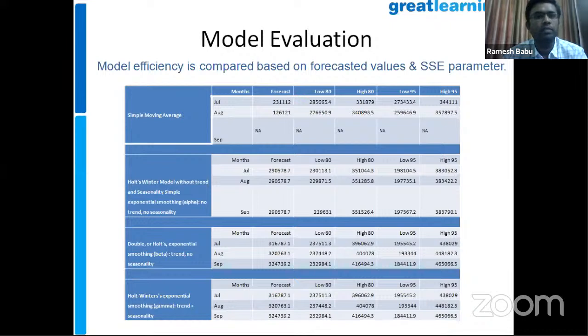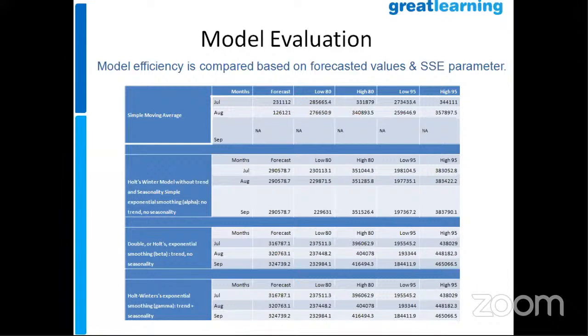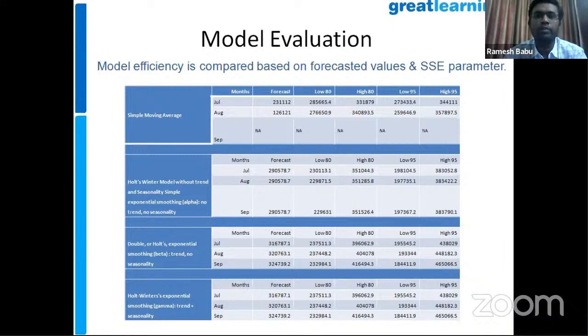So here we have built a model efficiency in comparison with all the forecasting values and parameters, right? So the simple moving average is one. And then as I mentioned, the Holt-Winters methods, three methods that we have actually built, right? So when you see the high 95 and low 95 and high 80 and so on, those are all produced when you build your model. You can use both R as well as Python. Python is very good in terms of building such models, which is much more efficient as well, and it is very simple nowadays, wherein you can build models very quickly in Python, right?